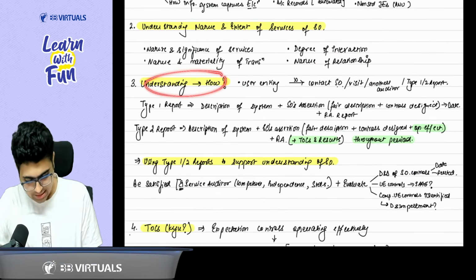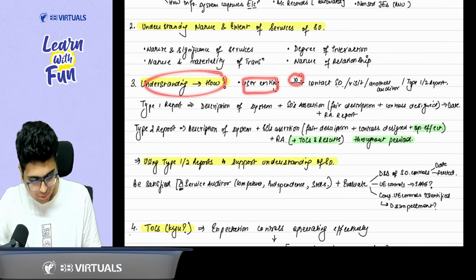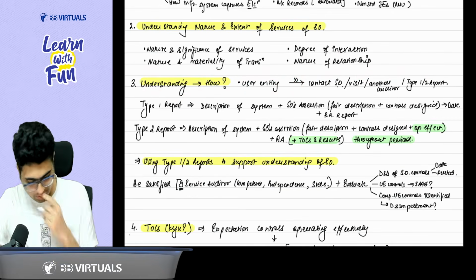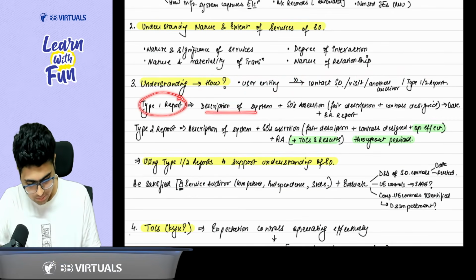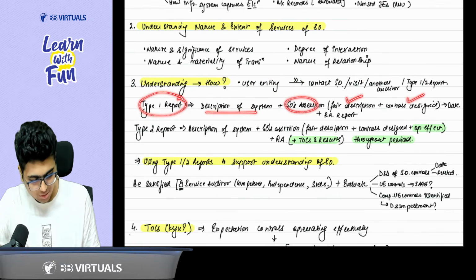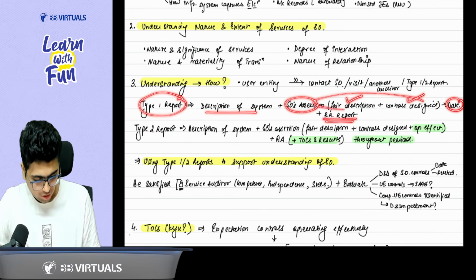How to get this understanding from the user entity? If not able to get it, contact the SO through the user entity, visit them, take the help of another auditor or take a type 1 or type 2 report. Type 1 report talks about the description of the system, SO's assertion that it is a fair description, controls are properly designed on a particular date, and a reasonable assurance report on all of this.